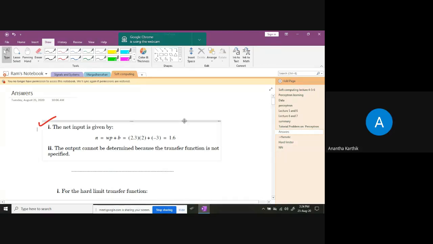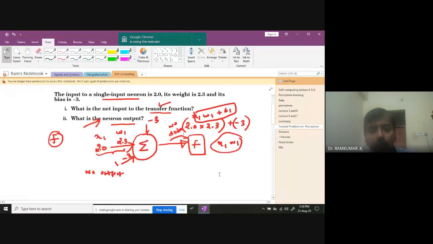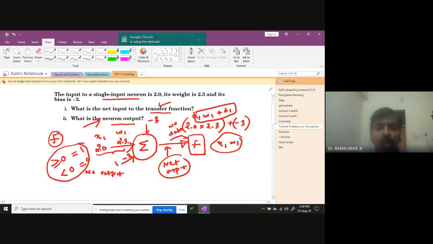Second one, what do you mean? Output cannot be determined because the transfer function is not specified. Normally, whenever you talk about a neural network, this is a net input, and this is a net output you get after passing through this summation. But you need to give a specific condition, whether it is greater than or equal to 0 or less than 0. If it is greater than or equal to 0, 1. If it is less than 0, it is 0. You need to fix a threshold or some hard limit function like this. Without specifying that, we cannot tell anything about the net output.